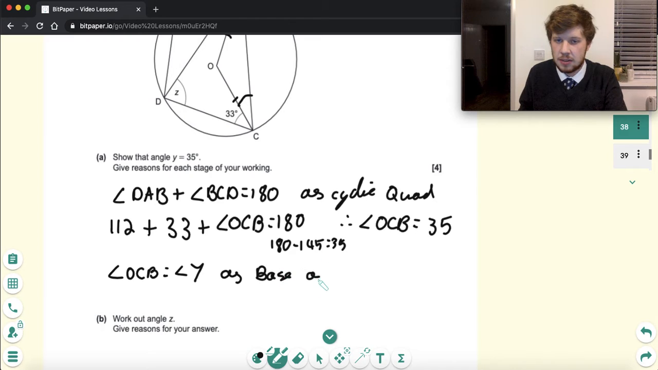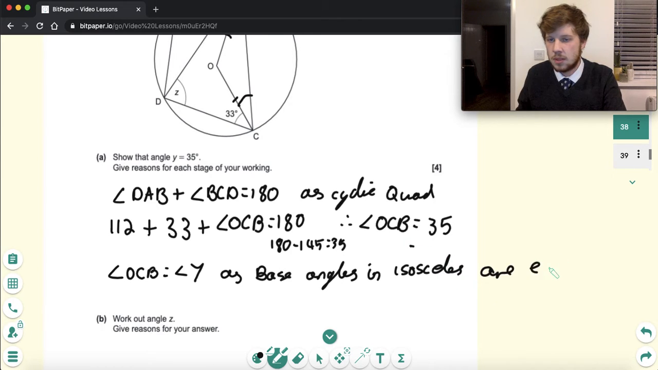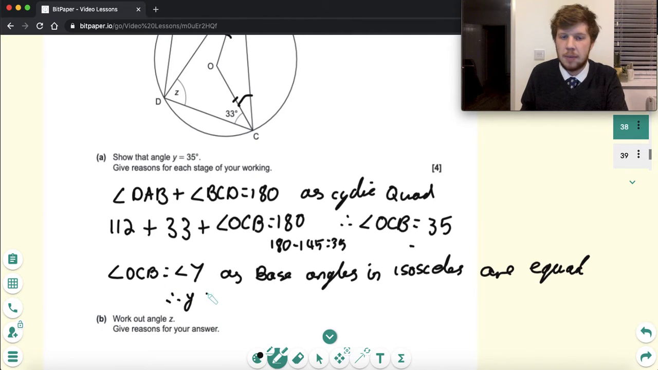As base angles in isosceles are equal. A lot of writing. So therefore, y must be equal to 35.